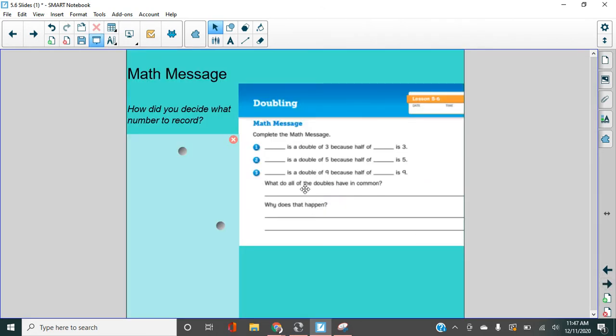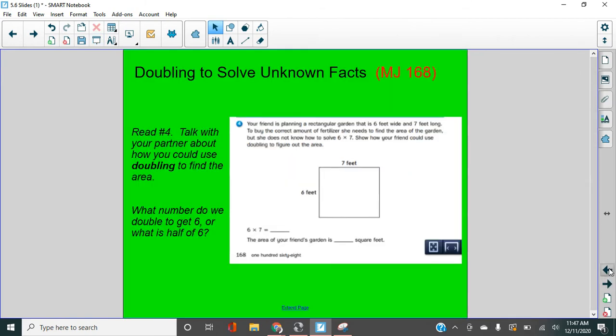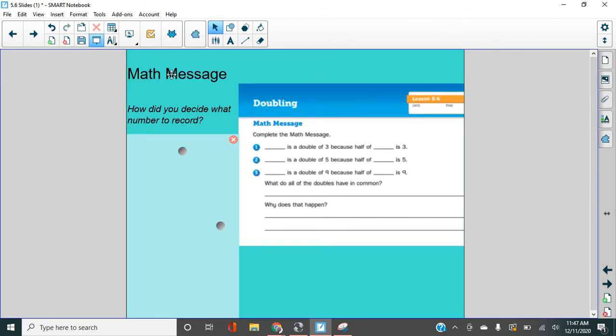All right, I need you to turn in your math journal. What page is this? I believe it's 168. It might be 167. So take a look, find lesson 5.6. All right, the math message, we're just going to complete this real quick.